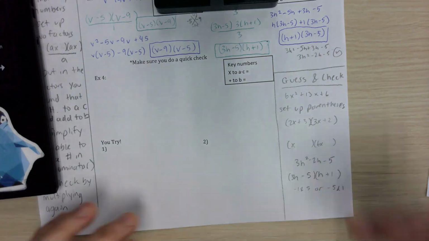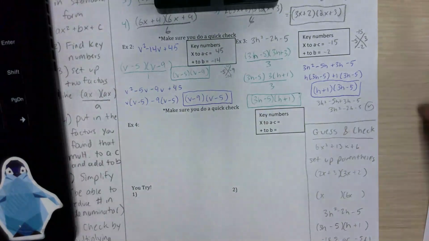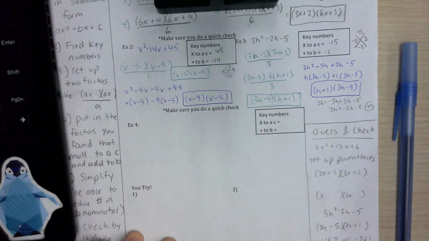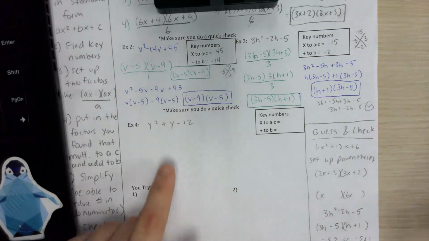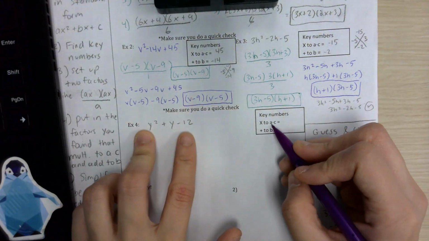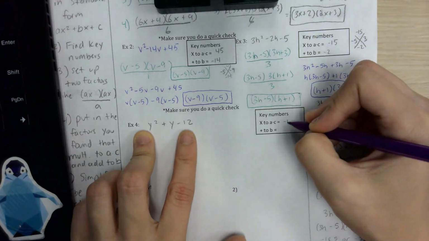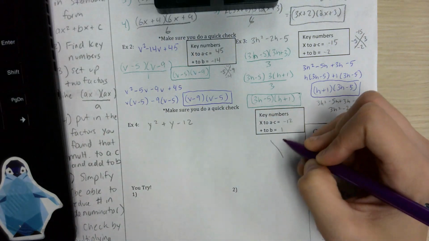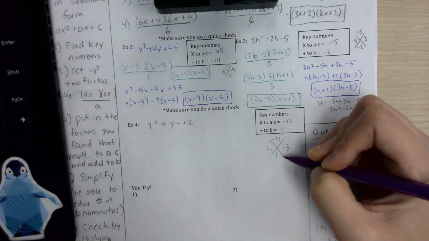But if you don't like that, then stick with the Australian method or the factoring by grouping. Okay, a few more examples. We have y squared plus y minus 12. Our key numbers are they need to multiply to a, which is 1 times c, negative 12. Negative 12, they need to add to 1. Alright, and that's going to be 4 and negative 3.